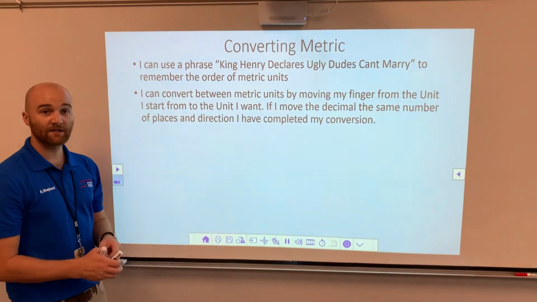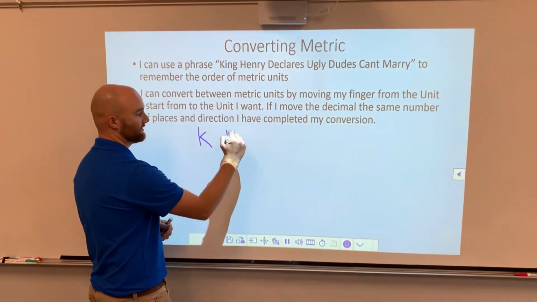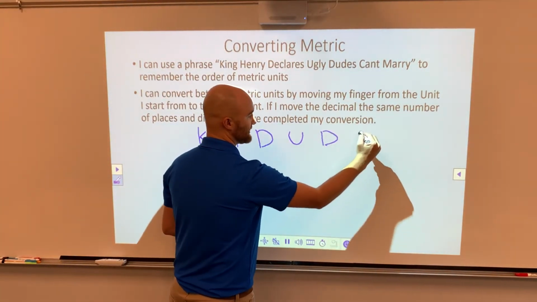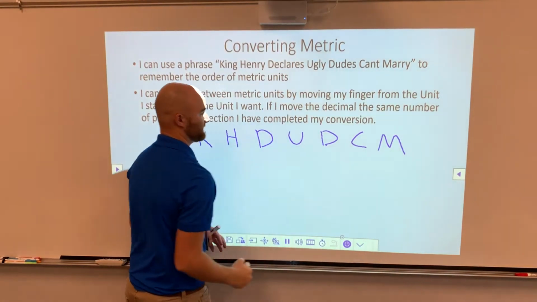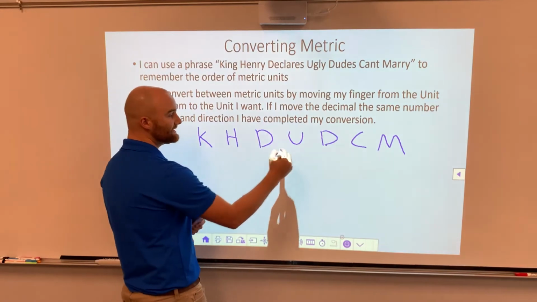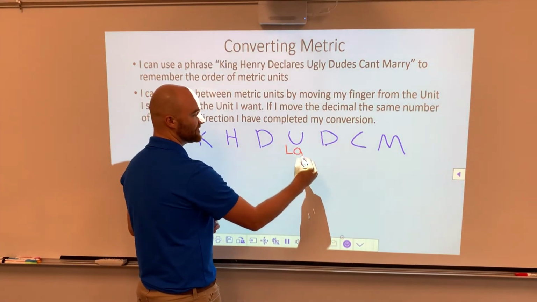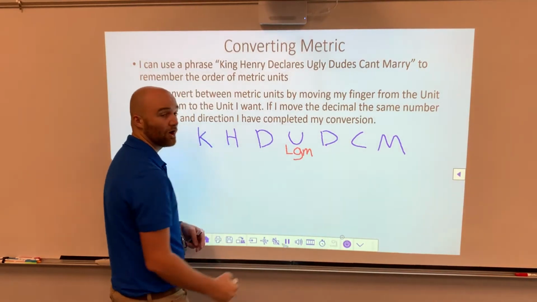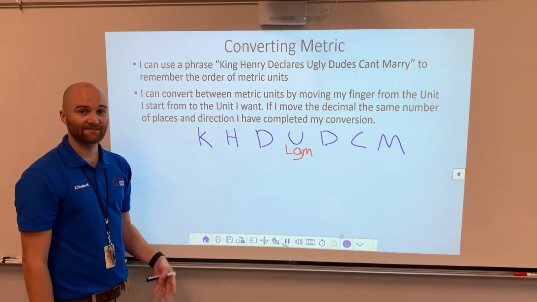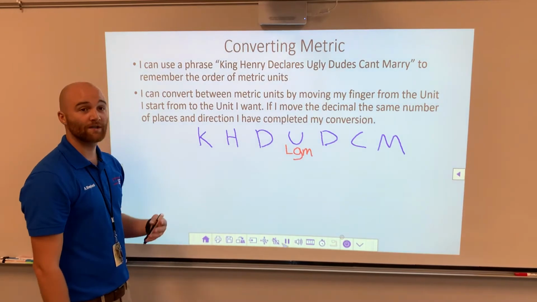Again, the first thing that I'll do is I'll write out my sentence. That's King Henry declares ugly dudes can't marry. This ugly, the U, is our unit. So anytime we see something that's all by itself, like an L or a G or an M that's all by itself and doesn't have a partner, that's because it's ugly. It's all by itself. It's our unit. It's an unhappy way of remembering it, but it helps us to figure out what's going on.